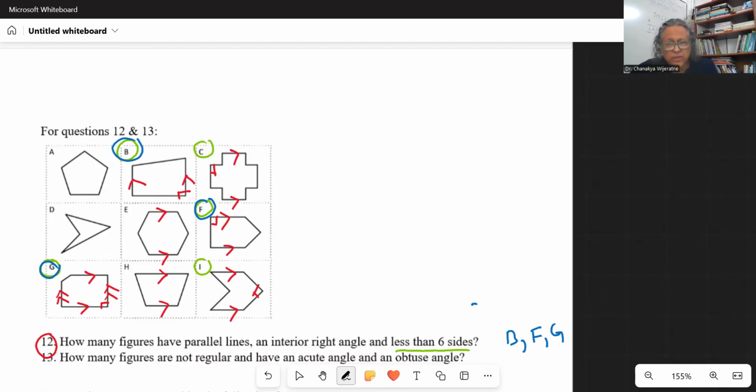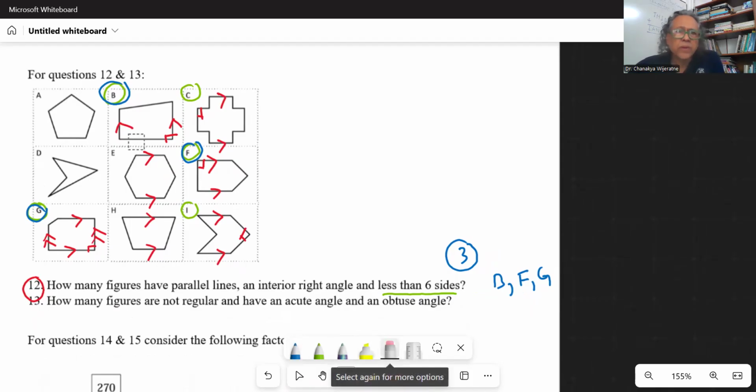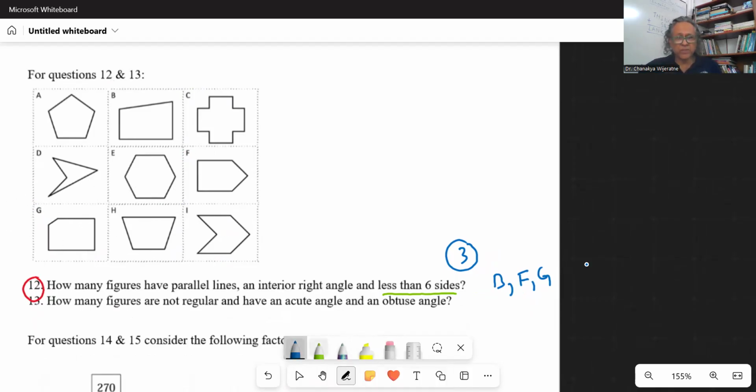The answer is 3. There are 3 figures with at least one pair of parallel lines, at least one interior right angle, and less than 6 sides. Okay? Right. So let's do number 13. I'm going to erase this, because you need to keep bookkeeping, otherwise you can make a mistake.